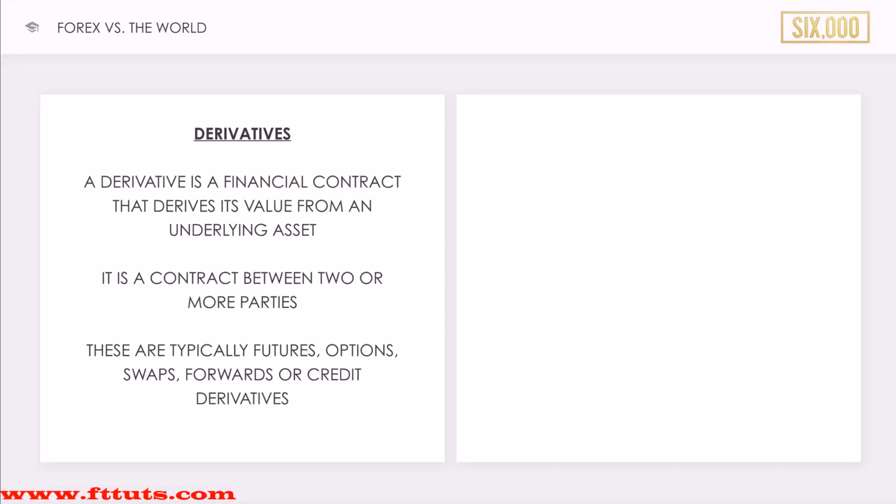Derivatives. A derivative is a financial contract that derives its value from an underlying asset. It is a contract between two or more parties. So these are typically futures, if you've ever heard of futures trading, options such as binary options, swaps, forwards, or credit derivatives. Personally, I don't trade derivatives such as futures, but there are many people in Six Figure Capital who do trade futures.